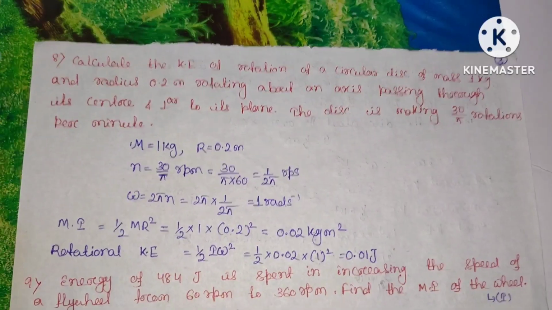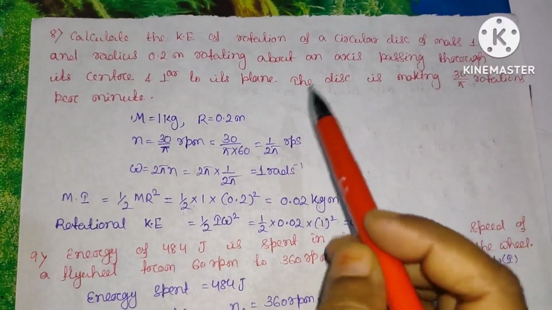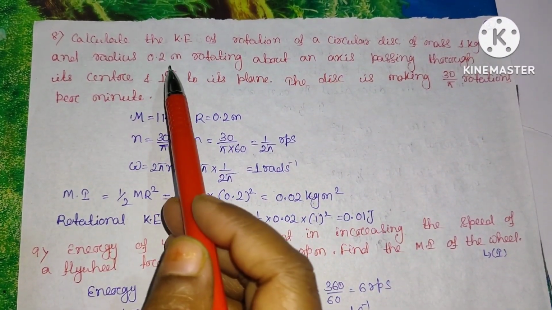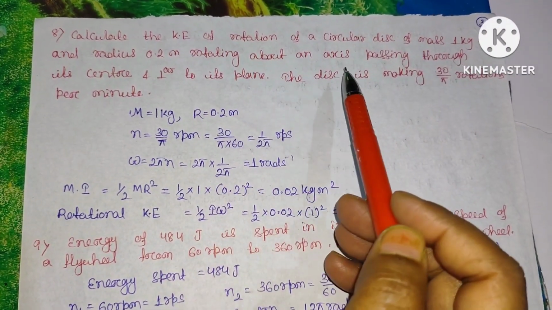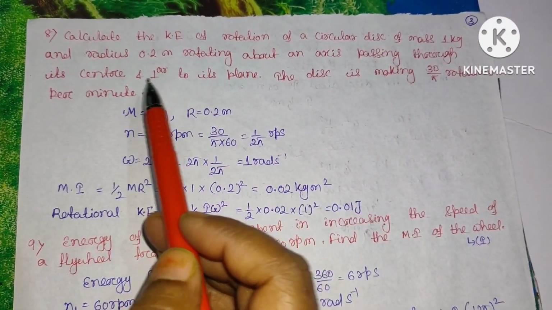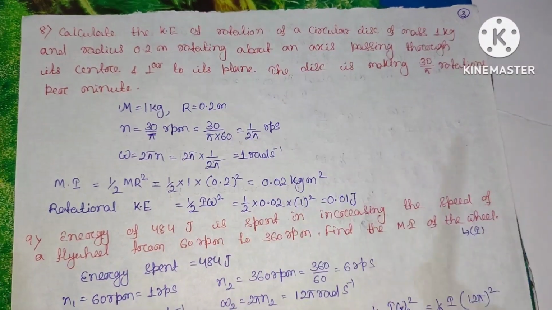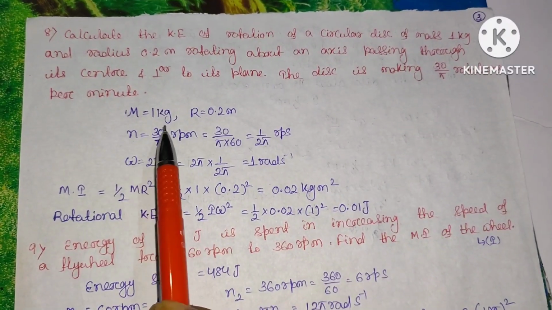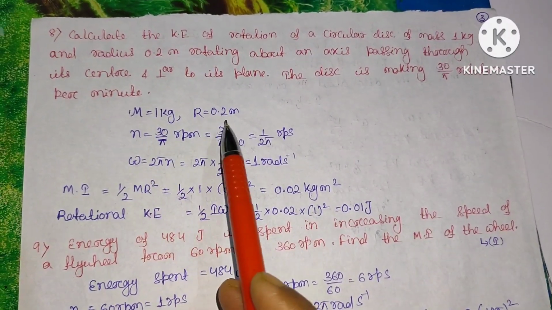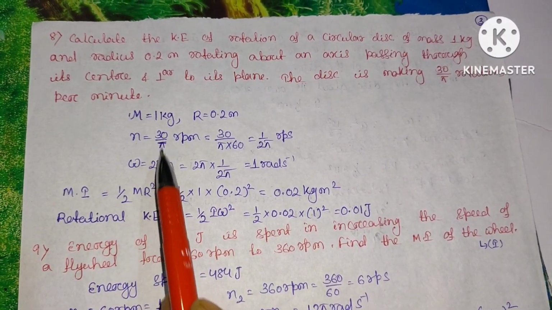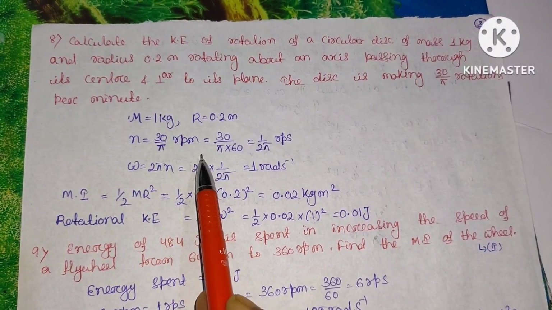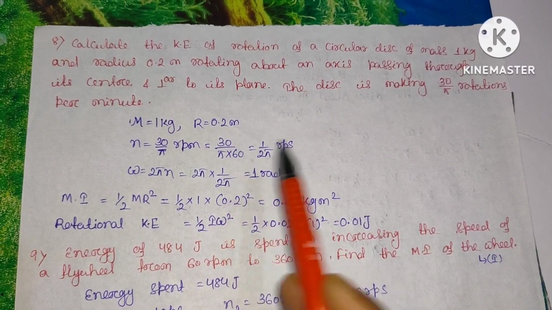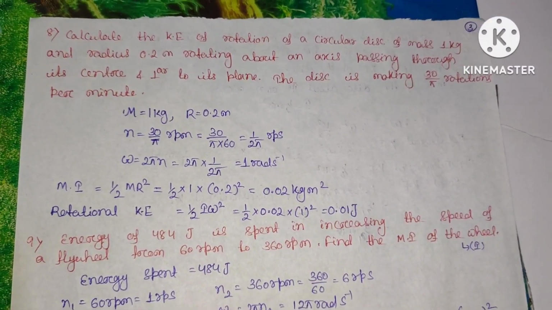Okay. So the next question is, calculate the kinetic energy of rotation of a circular disc of mass 1 kg and radius 0.2 meter rotating about an axis passing through its center and perpendicular to its plane. The disc is making 30 by pi rotations per minute. Here mass is 1 kg, r is 0.2 meter. So n is 30 by pi revolution per minute. It is given 30 by pi rotation. So it means divided by 60, it will convert it to revolution per second.